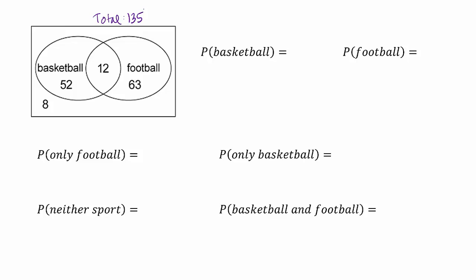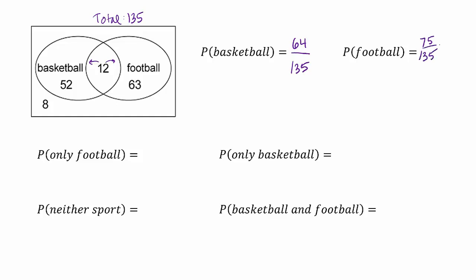Now basketball, you might just say quickly, oh, 52 out of the 135. That would be incorrect because this 12 is included in both the basketball and football, right? So it's actually 64 things that are considered basketball out of the 135 total. And same thing for football. It's not just 63, it's the 63 and the 12, which makes a total of 75.